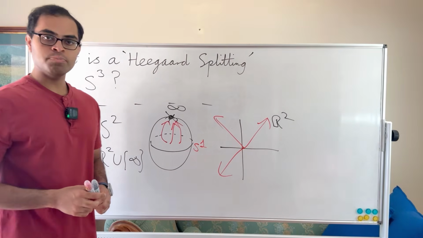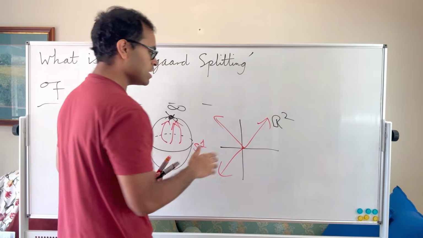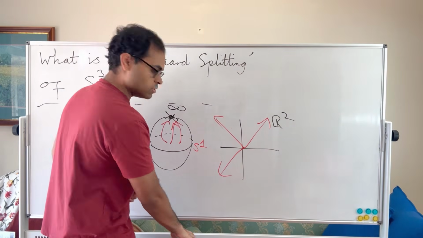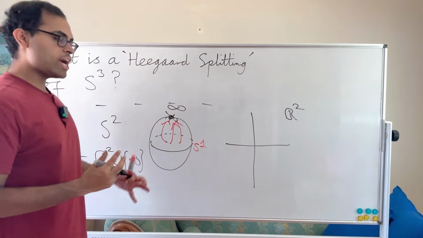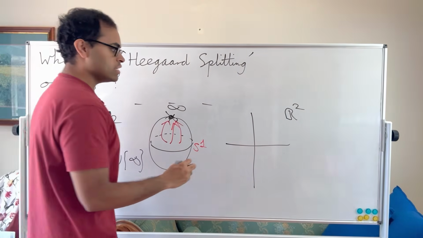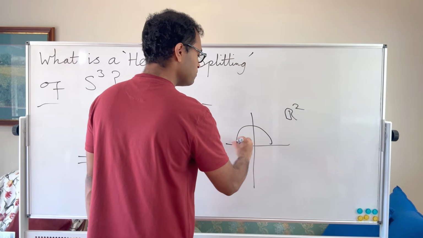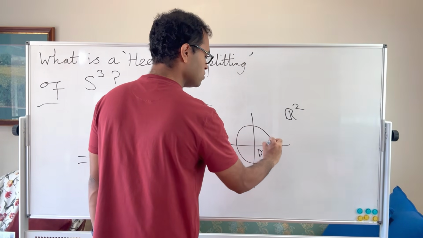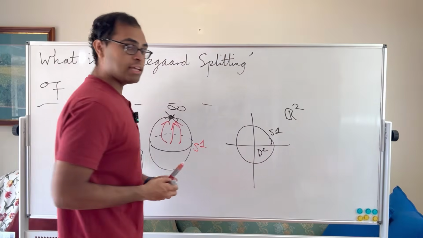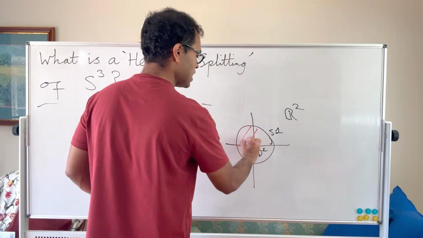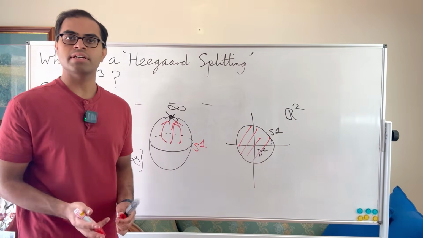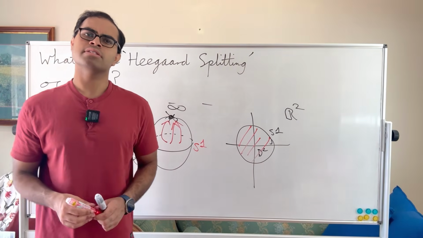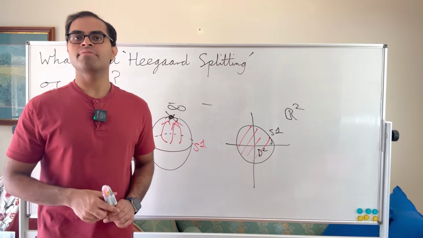Why I give you this picture is that if I now erase these red arrows and think of S2 as R2 union infinity, I can visualize two disks being glued together in S2. The first disk is just our usual one with an S1 boundary, the shaded region. The complement of this inside S2, the exterior, is actually also a disk. Why is that? Because of the point at infinity.